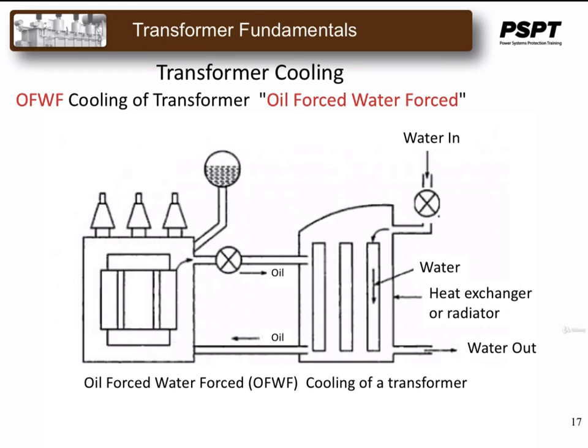In OF-WF cooling systems of transformers, the hot oil is sent to an oil to water heat exchanger by means of oil pumps, and there the oil is cooled by circulating cold water on the heat exchanger oil pipes. OFWF means oil forced, water forced cooling in transformers.